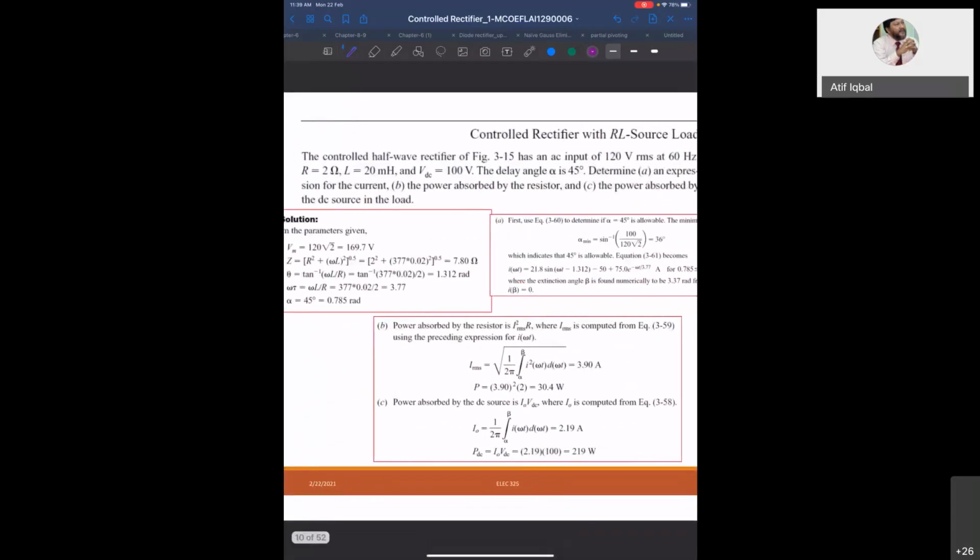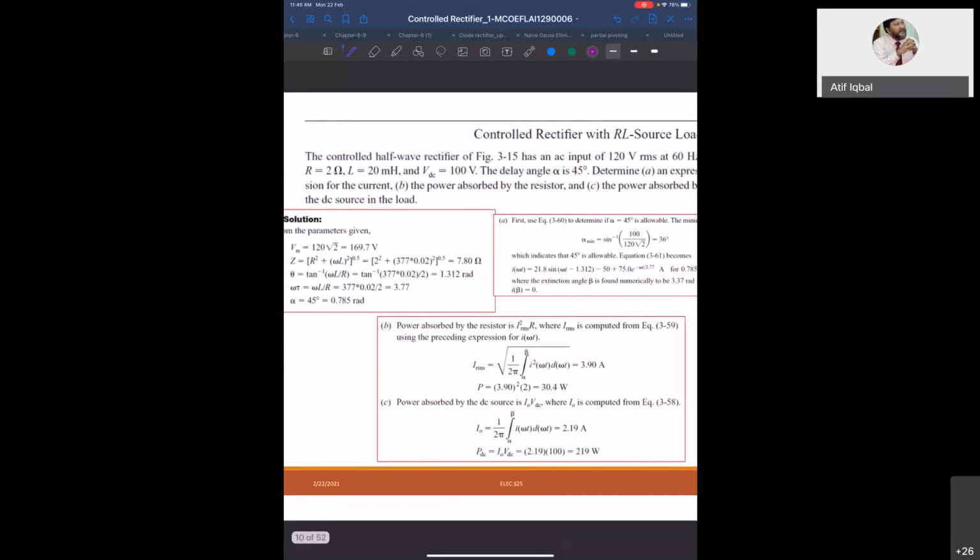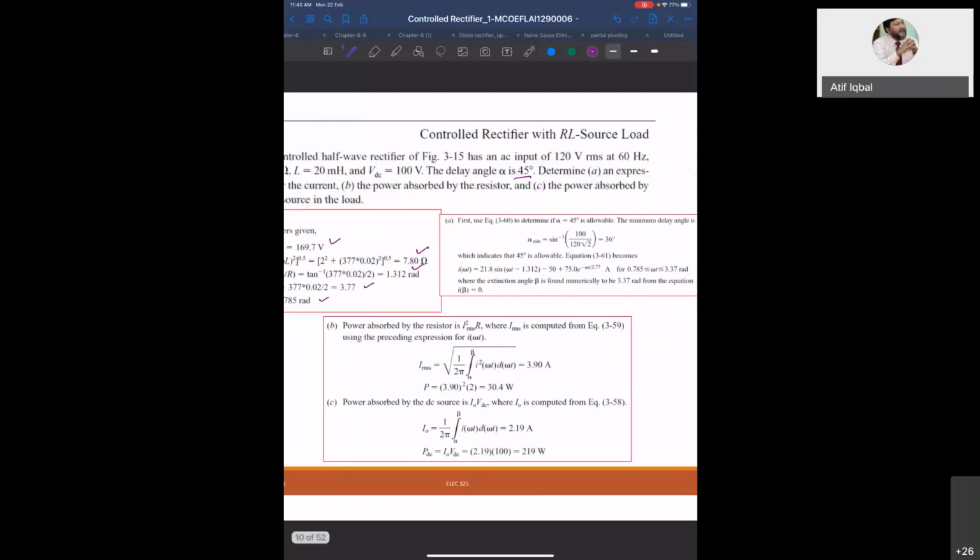The problem: the controlled half wave rectifier has an input voltage of 120 volts, 60 hertz, R this, L this, VDC this. Delay angle 45 degree. Determine the expression for the current. So Vm will be 169, Z will be 7.8, theta will be equal to tan inverse of omega L by R, and omega tau is equal to omega L by R. It is 3.77. Angle alpha is given as 0.785.